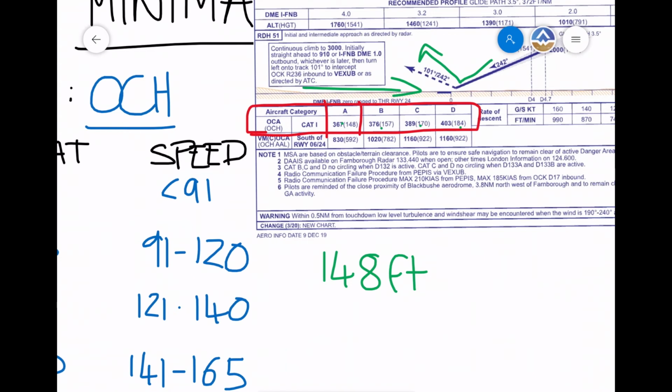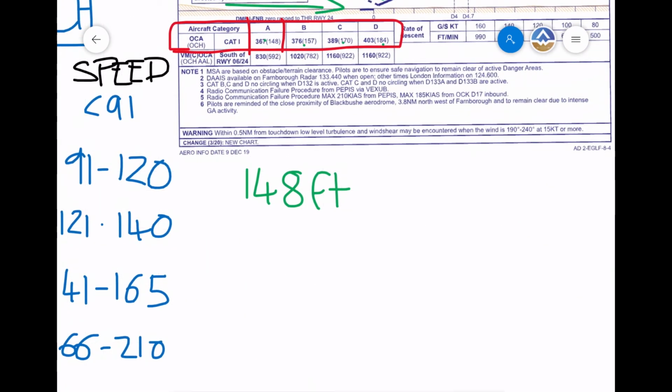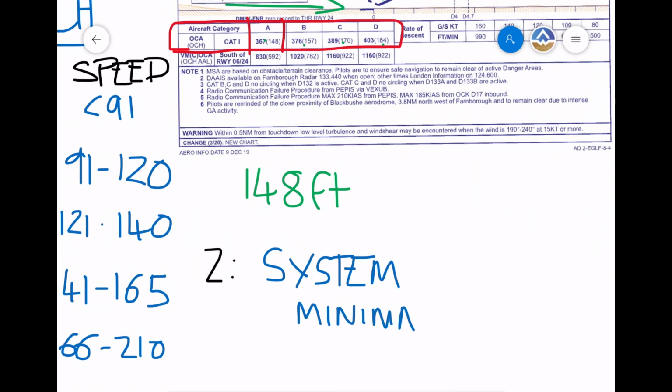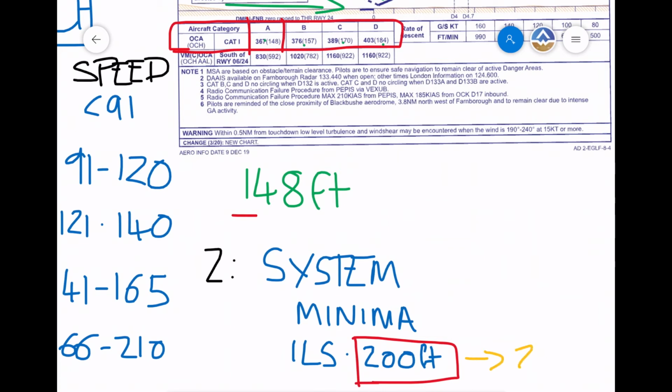The next step is compare your obstacle clearance height with known system minima. Now the system minima for a ILS is 200 feet. So you compare the obstacle clearance height with the system minima and you choose the higher of the two. So it's quite obvious here, 200 feet is much higher than 148. So actually this is the one we choose, 200 feet.